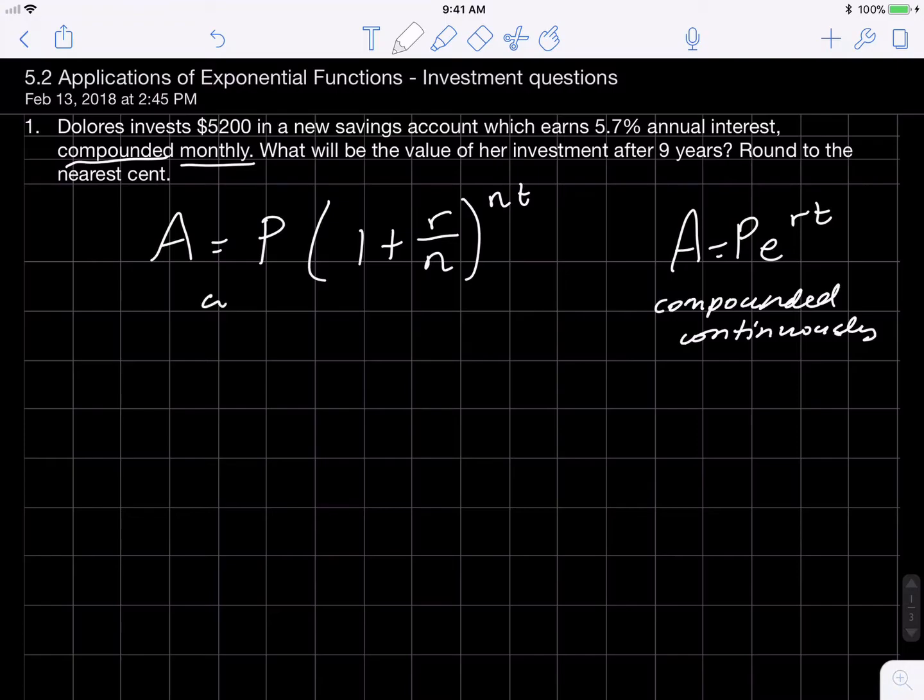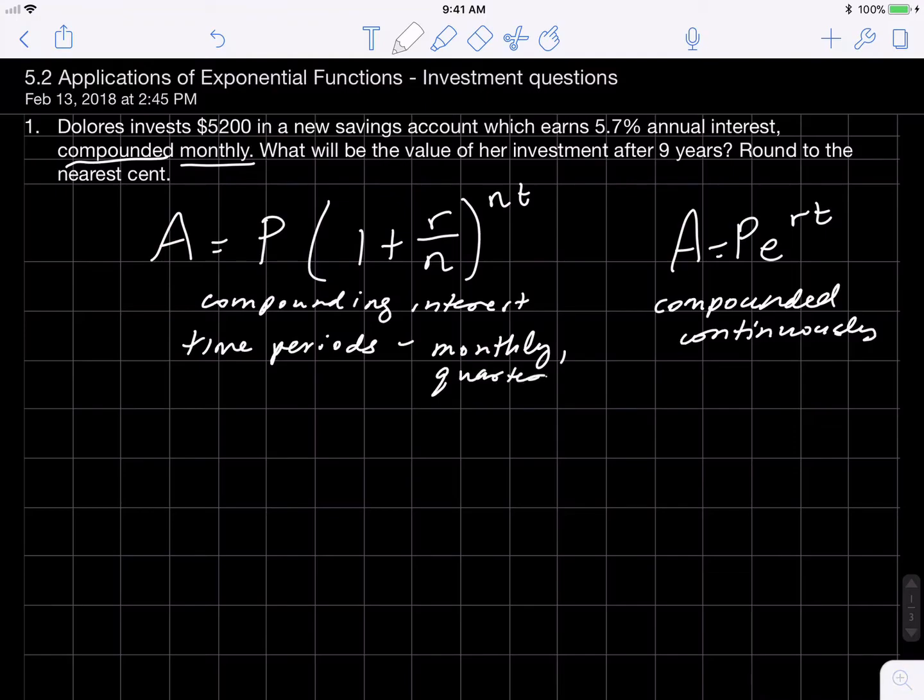And one will deal with compounding interest in different time periods. So whether it is monthly, quarterly, daily, yearly or annually, bi-weekly, so on and so forth, you will use this first equation in A.